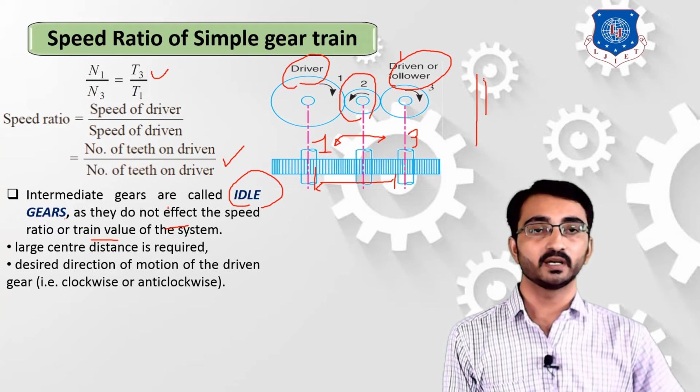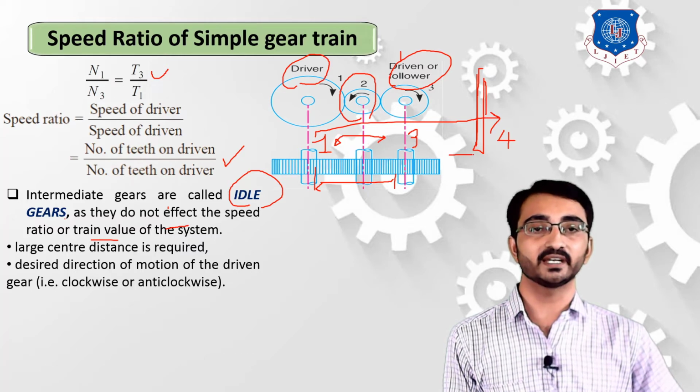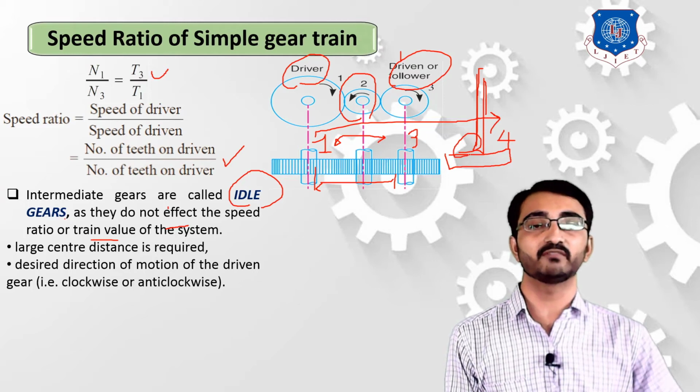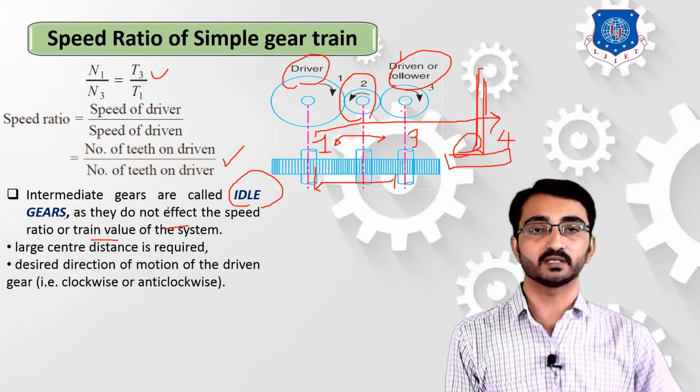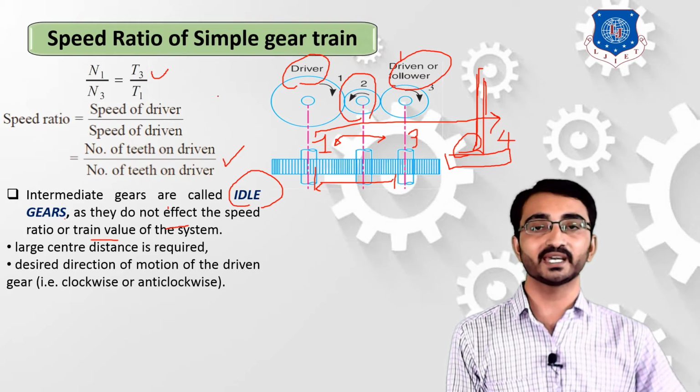But if you want to transmit power for more than this distance, let's consider over here shaft number 4, and you want to transmit power from shaft number 1 to shaft number 4. So in that case, you can use one more idler gear and here you can place your output gear, or we can say the driven gear. Okay, so in that case, we can use a number of idler gears because they are not playing any role in the speed reduction or speed ratio.